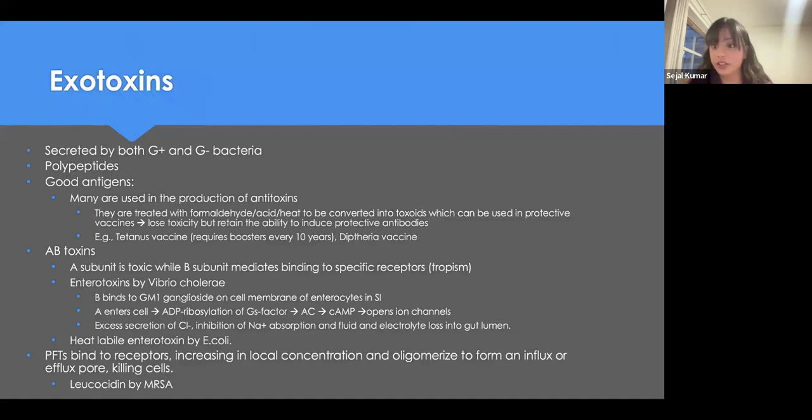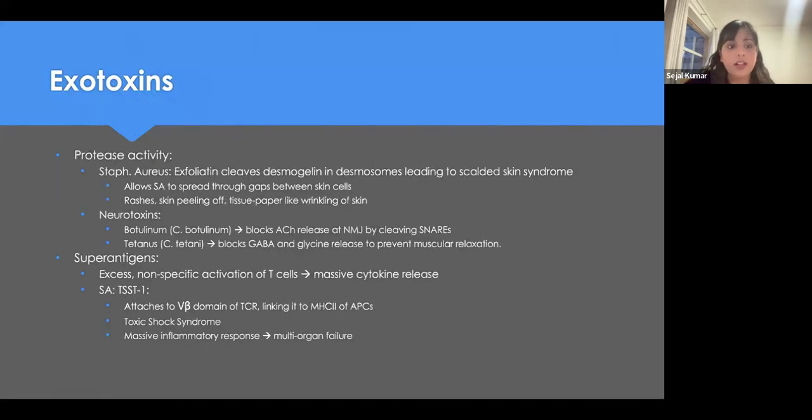Pore-forming toxins are another type. These bind to receptors, increase in concentration, and then oligomerize to form an influx pore or efflux pore, killing cells. So basically, it causes a loss of ions or electrolytes essentially through the pore, and this can lead to the cells dying. And an example is there as well.